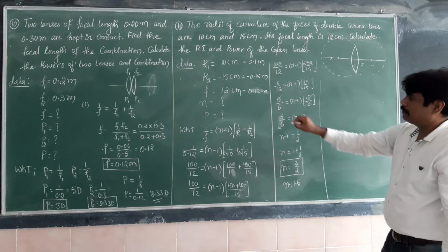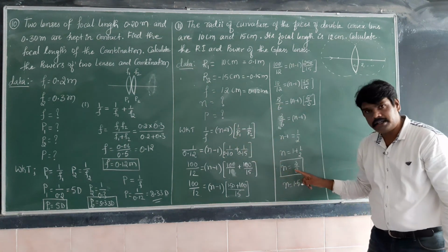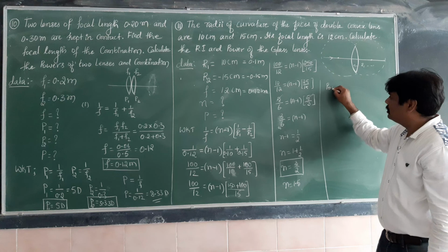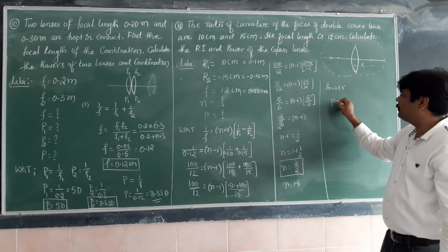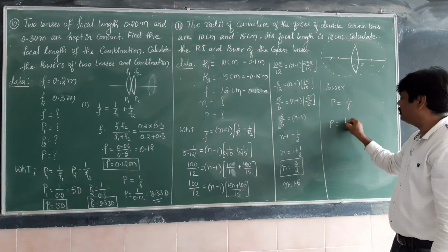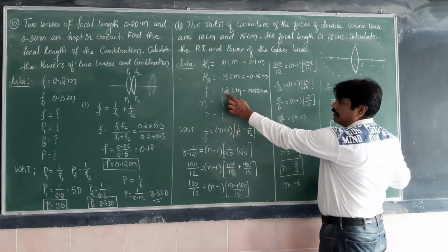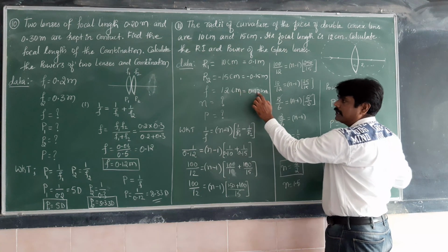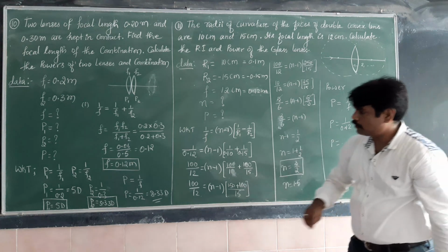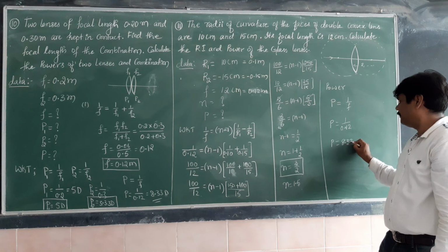So this is the first part of the problem. By using the Lensmaker's formula, we have calculated the refractive index. Now, in the next part, we need to calculate the power. The formula for power P is the reciprocal of focal length. Power P is equal to 1 divided by the focal length. We should not take 1 by 12, because the SI unit of power is diopter. That's why we have to take 0.12 here. Power P is the reciprocal of 0.12, which is 8.33 D.